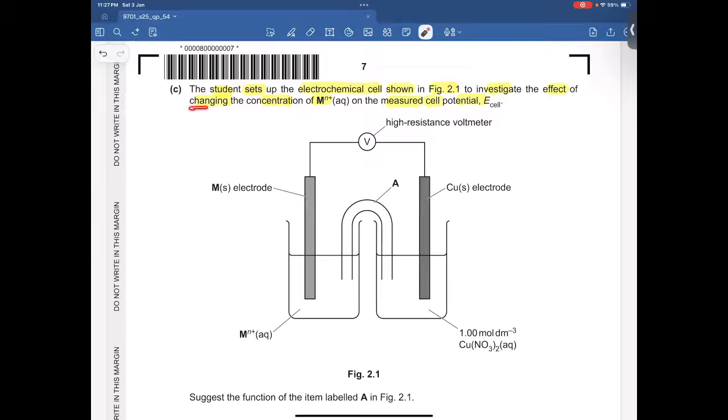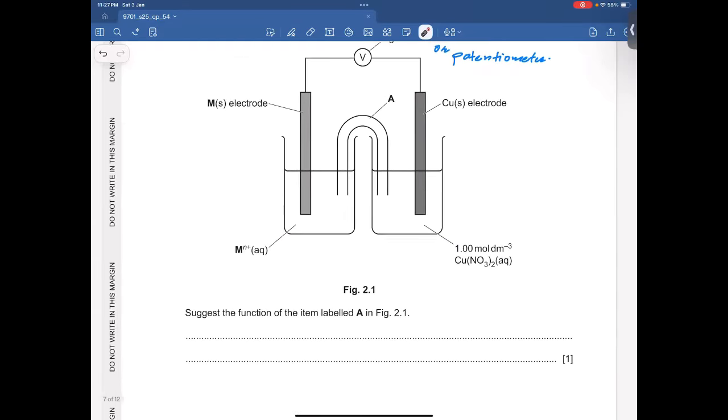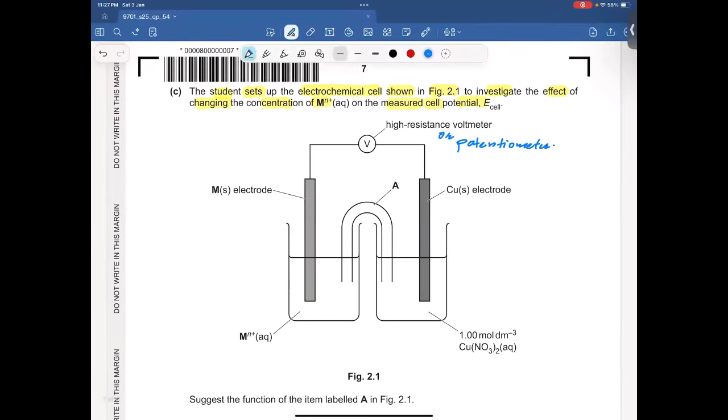When we talk about changing the concentration and measuring the cell potential, that indicates we are going to use the Nernst equation. Anyway, this is the electrode of M. This is the copper electrode. This is a high resistance voltmeter. I've told you in the class, a high resistance voltmeter is also called a potentiometer because it measures the minimum voltage also. This contains 1 mol per dm³ copper ions, and this contains 1 mol per dm³ metal ion. Last but not the least, that's very important. What is A? A is basically the salt bridge.